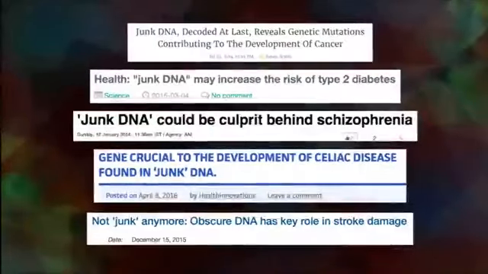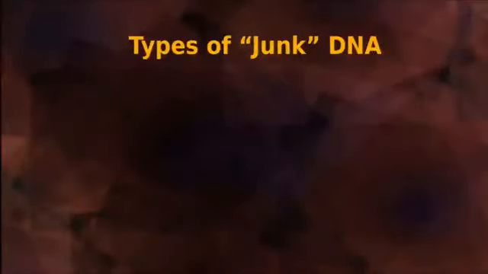So this is just some of the headlines on this, how junk DNA has been linked to things like cancer, type 2 diabetes, schizophrenia, celiac disease, Crohn's disease, stroke damage. Over and over again, we're seeing variations there. It's affecting the regulation most likely, and that's what's causing the disease. So it's really exciting to see this and be able to predict and hopefully help deal with these types of things in the future.